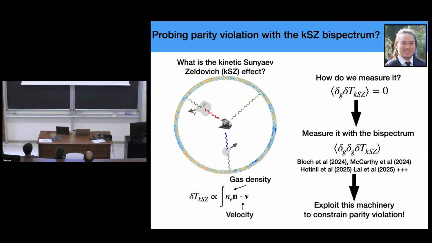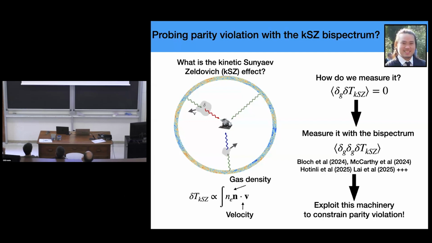So there's been a lot of work trying to measure this. And interestingly enough, detecting the kSZ signal because of this line of sight velocity weighting is very difficult to do at the power spectrum level. So if you cross-correlated a map of the kSZ with a galaxy overdensity map, this would be 0 on average because of this line of sight velocity could be positive or negative and cancels out.